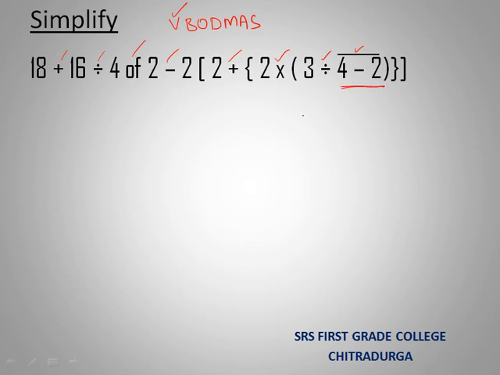That is 4 minus 2. Write the remaining things as it is. Go step by step so that it will be very easy. 2 into 3 divided by, so what is 4 minus 2? Simple, that is 2.